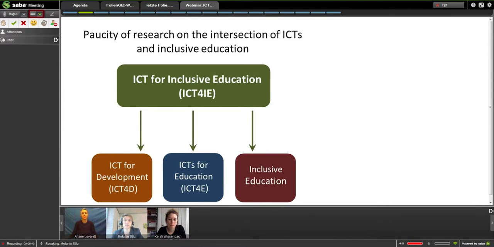The areas that play a very crucial role for ICT-supported inclusive education in international development are the areas ICT for development, or ICT for D, that has become more prominent since the 90s. ICT for education is an area that has been discussed very much in recent years. Also inclusive education, but the intersection of ICTs and inclusive education, as we will also see in the presentation, is rather thin at the research base for this specific area.